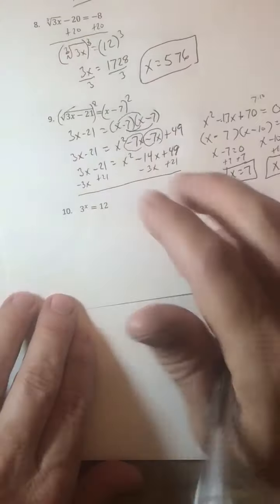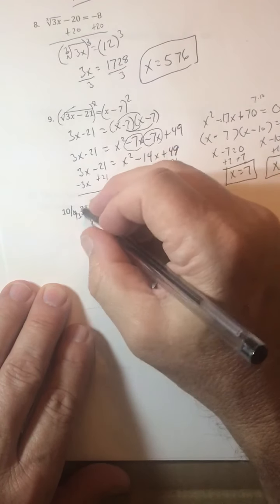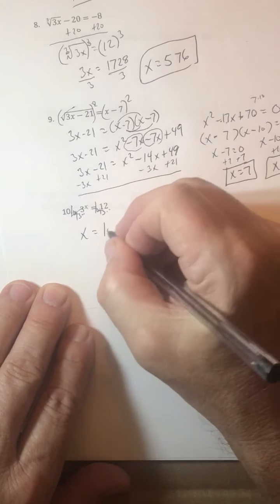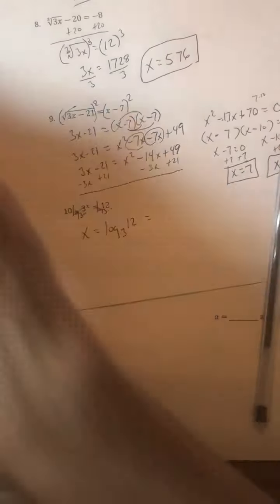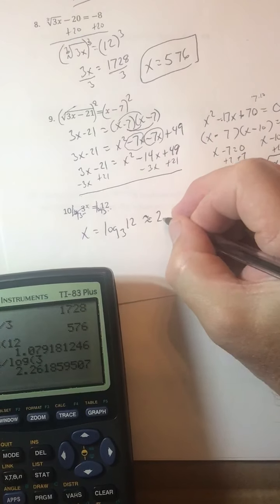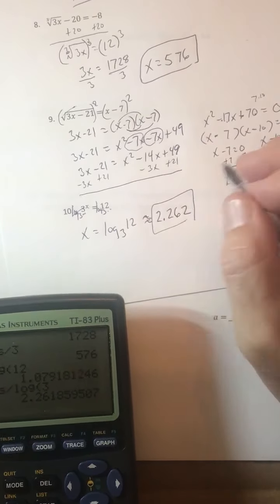All right, and then number 10, this is one of our log problems. We got to get this x out of there, so we got to do log base 3 and log base 3. They cancel out, so I get x equals log base 3 of 12. And then that is, again, I'll use the change of base formula, put it in the calculator, so log 12, enter. Divide it by log 3, enter, and we get our approximation. So it's approximately 2.262. All right. So that is the exact answer. That's the approximate answer.